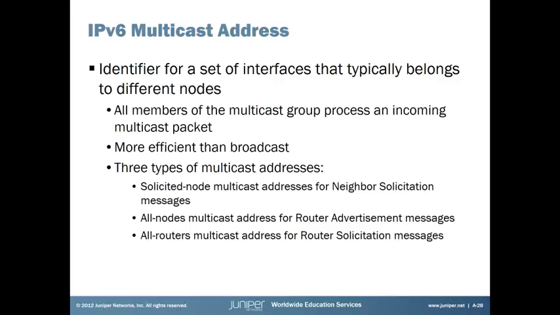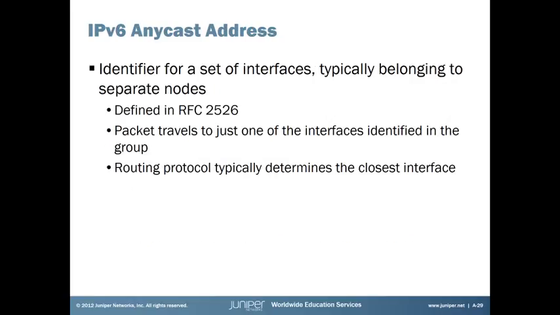Okay, IPv6 multicast addresses, same as IPv4, they identify a group of nodes. Members of a multicast group process incoming packets. It's more efficient than broadcast. There are 3 types of multicast addresses. These are listed as node multicast address for neighbor discovery, all nodes multicast address for router advertisement, and all routers multicast address for router solicitation. So routers and hosts are listening on these addresses all the time as part of the IPv6 process.